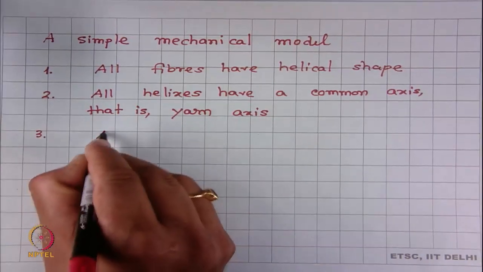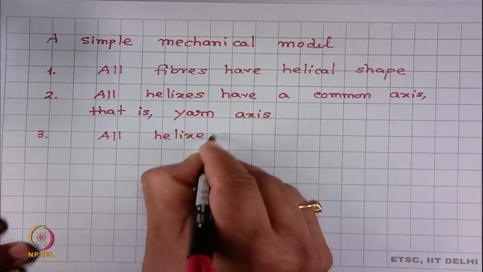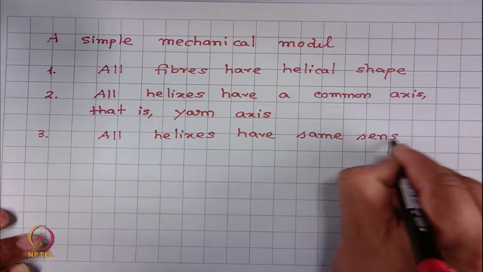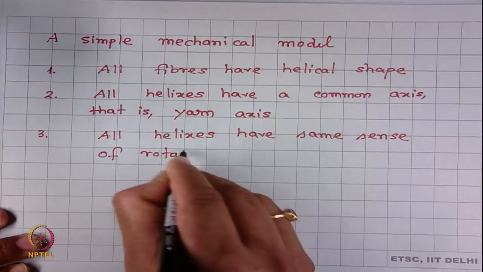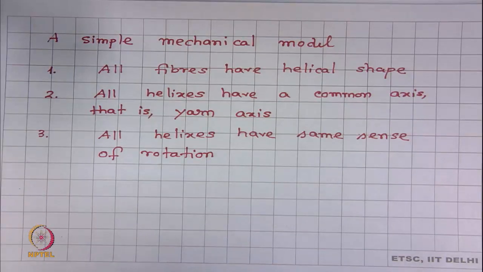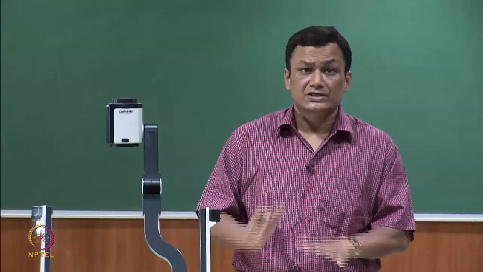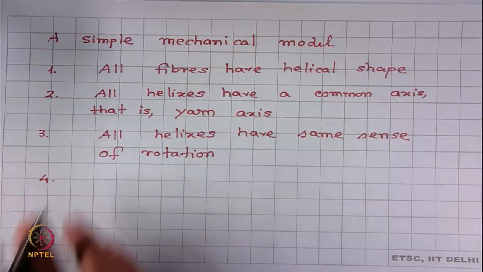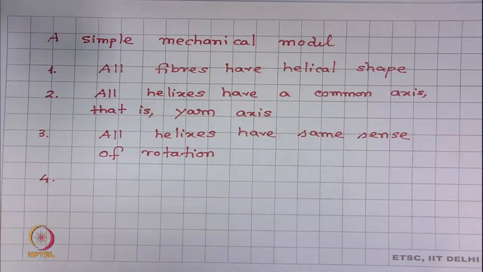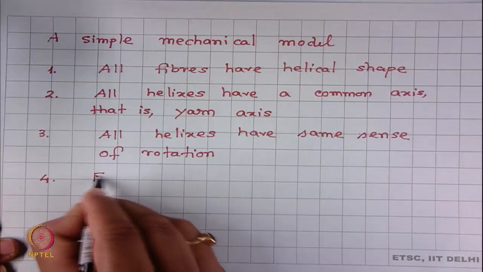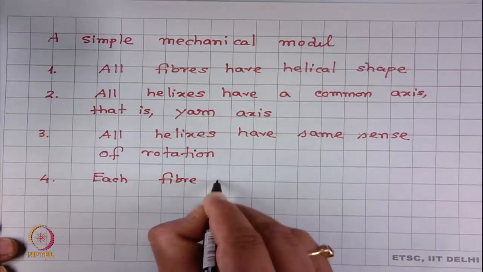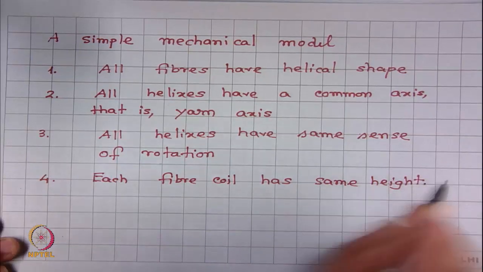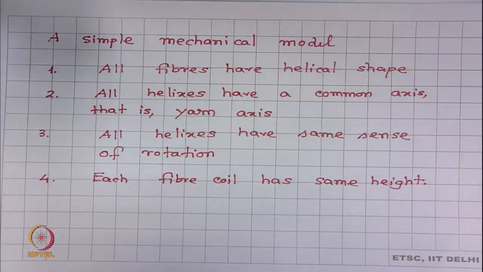Third, all helixes have the same sense of rotation, same direction of rotation. So, they do not follow rotation randomly, they have the same sense, same direction of rotation. Basically it is the direction of twist. Fourth, as a result of helical path, fiber coil will be developed. So, each fiber coil has the same height. Right. These are all primary assumptions.